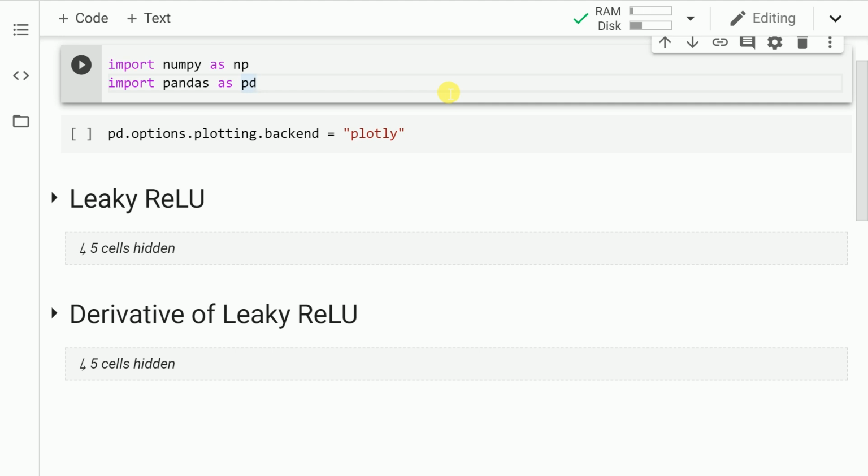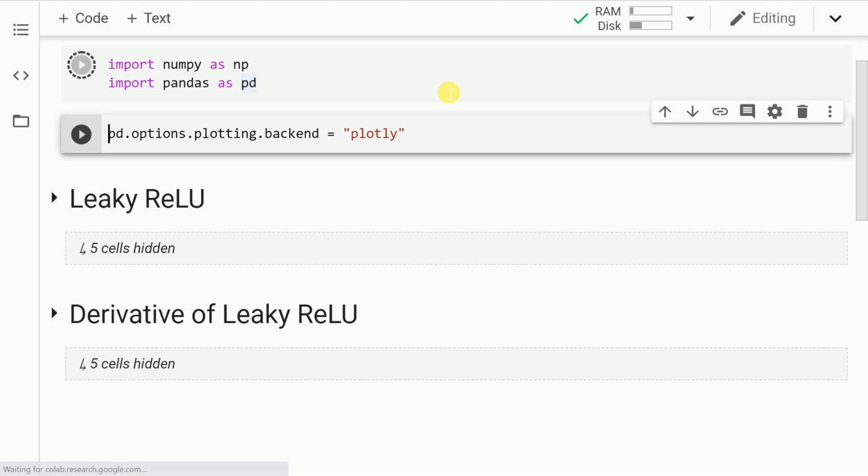In this video, I'll talk about leaky ReLU functions. So without wasting any further time, let's get started by importing the necessary modules.